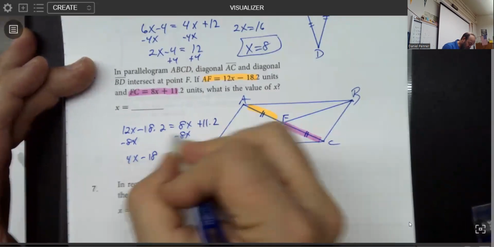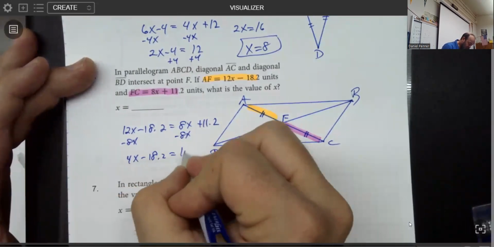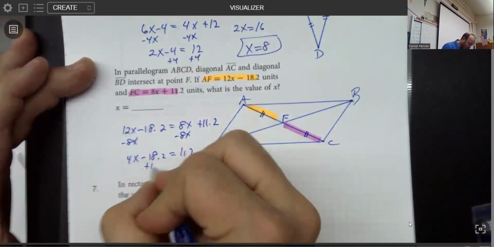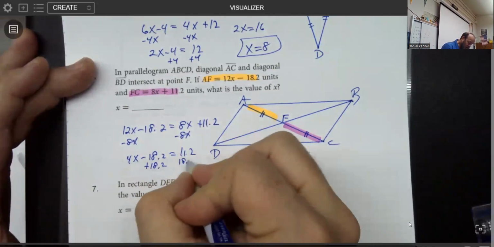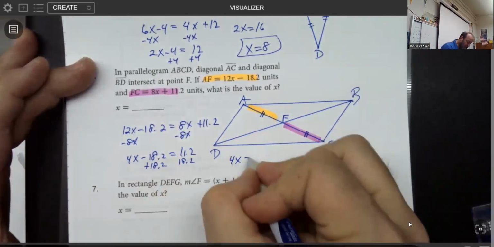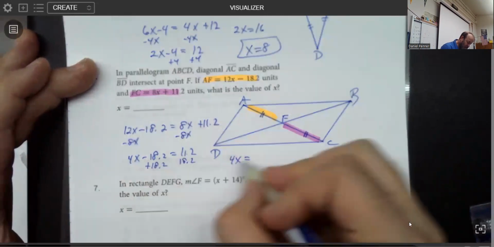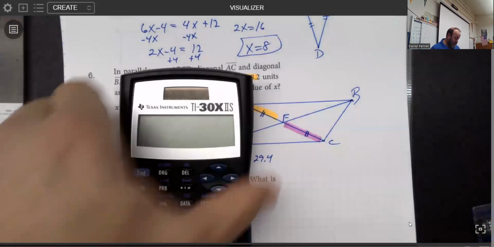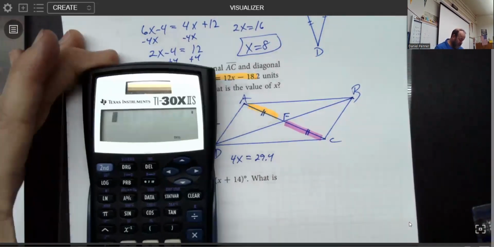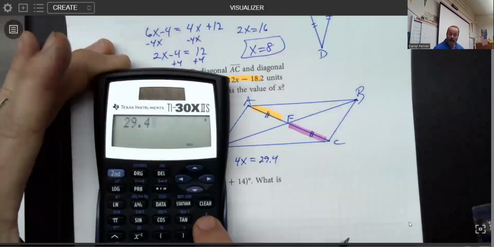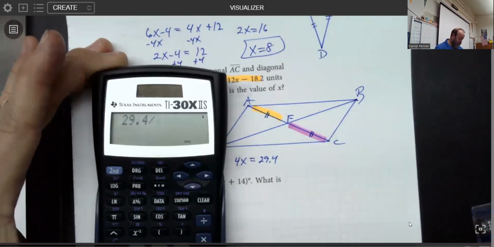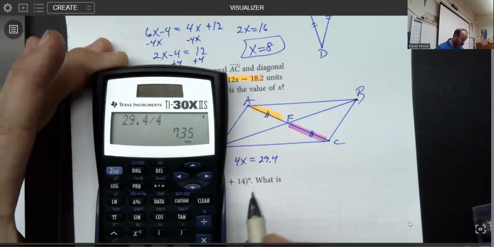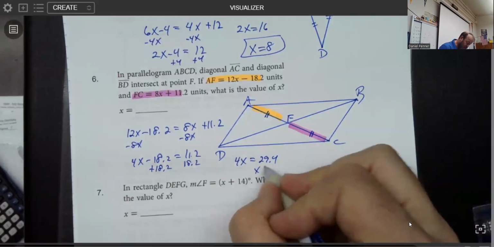Subtract 8x from both sides. I'm going to add 18.2 to both sides. And I guess we don't probably need a calculator because this is 29.4, but I'm going to be a little bit careful because I don't want to make a mistake and put that on video so people can make fun of me, right? So 29.4 divided by 4, if I divided both sides by 4, I got x is 7.35.